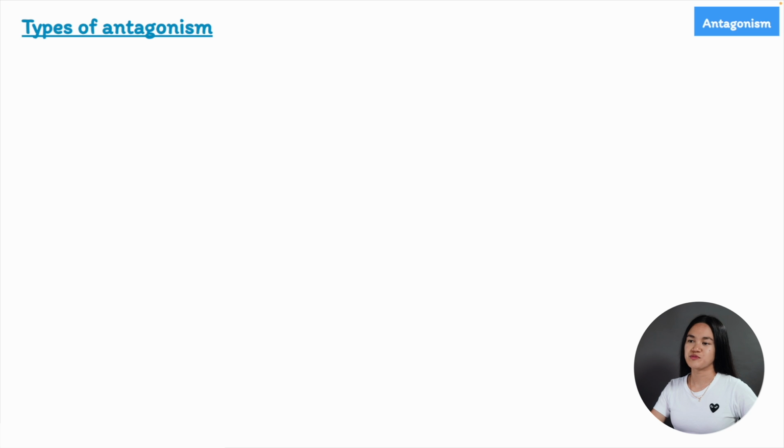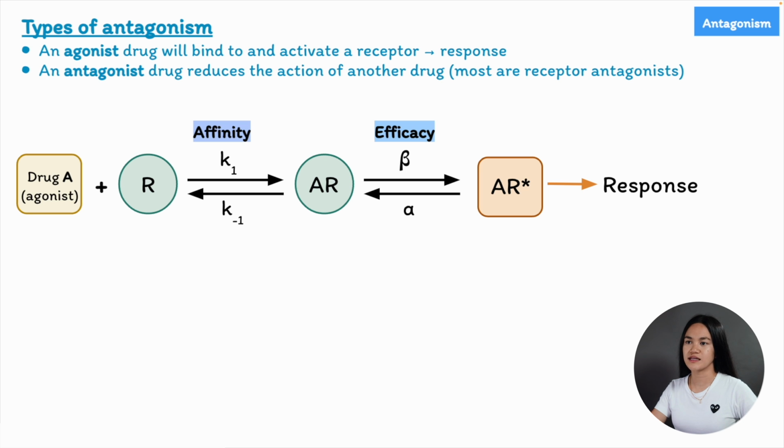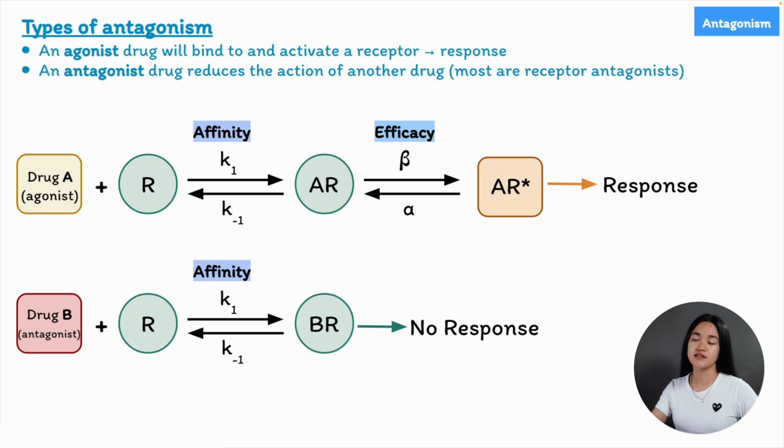Let's remember the difference between agonists and antagonists first. So we said that agonists possess both affinity and efficacy. They bind to and activate the receptor, leading to a biological response. Now, on the other hand, antagonist drugs work by reducing the action of another drug, usually an agonist.